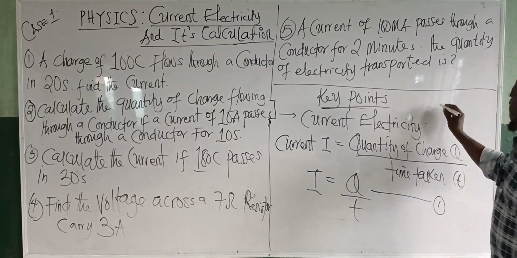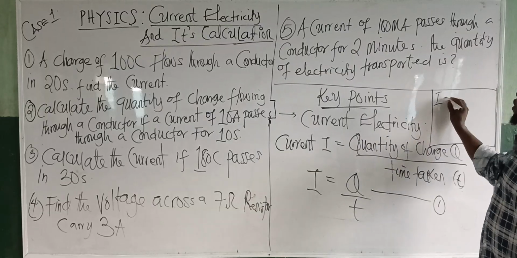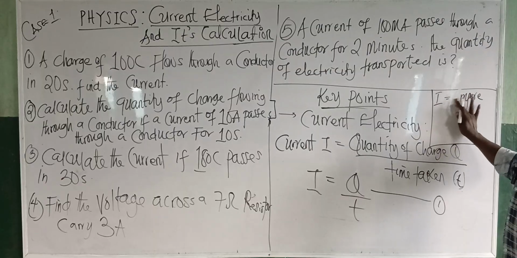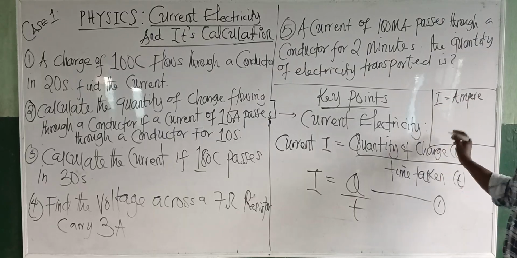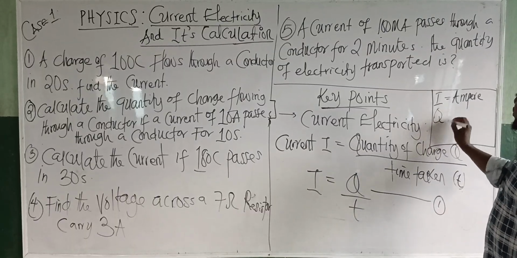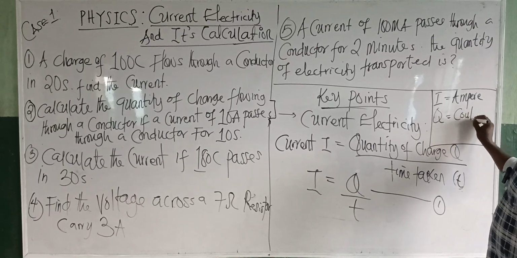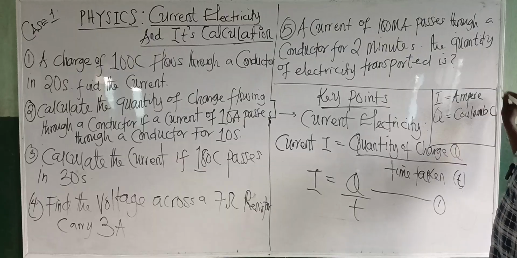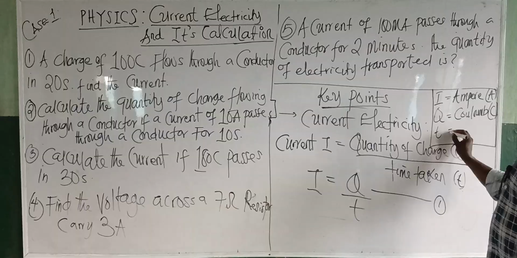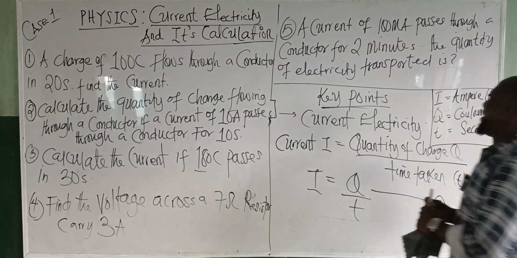Now, please also note this. Your current, which is I, is measured in ampere, so we take the first letter A to represent ampere. Next, quantity of electricity, which is Q, is measured in coulomb, which we use as big C. This is big A, this is big C. And then time is measured in seconds, which is S.